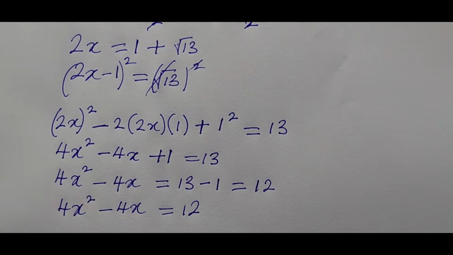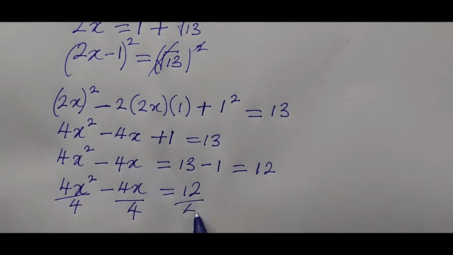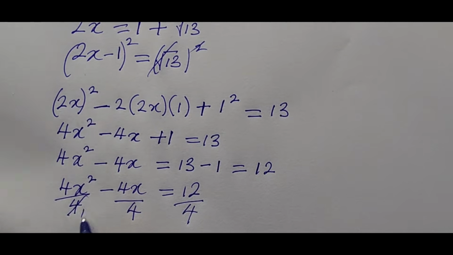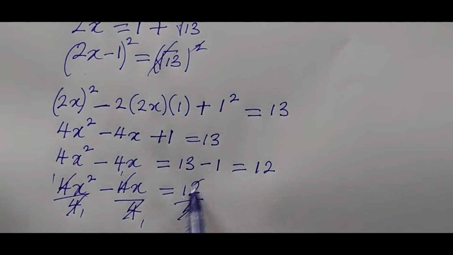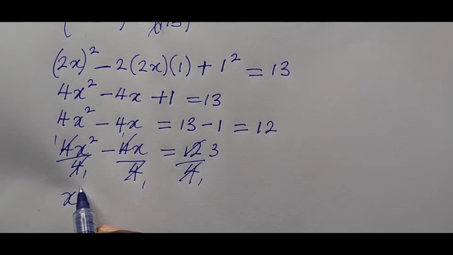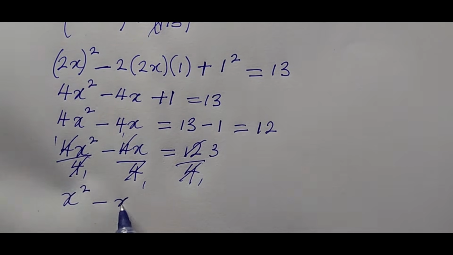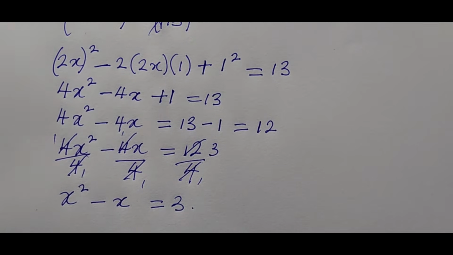So we can reduce this again. 4 can divide through. We divide this by 4, we equally use 4 to divide this, and we use 4 to divide this. So 4 divided by 4 gives 1, and here we have 3. And so this becomes x to the power of 2 minus x is equal to 3. Wow. Now, at this point, what we do here is we move this x to this side of the equation.